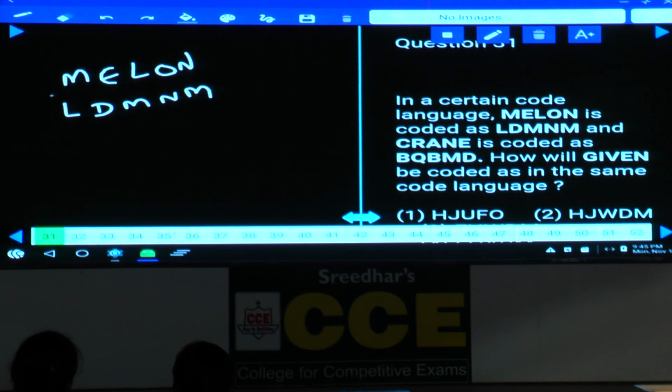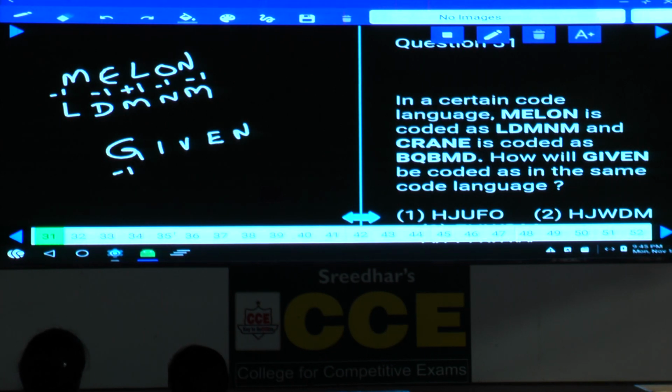M and L: minus 1. E minus 1 is D, L plus 1 is M, O minus 1 is N, N minus 1 is M. Except the third letter, the remaining letters are minus 1 and the third letter is plus 1. Similarly, how will the word given be coded?